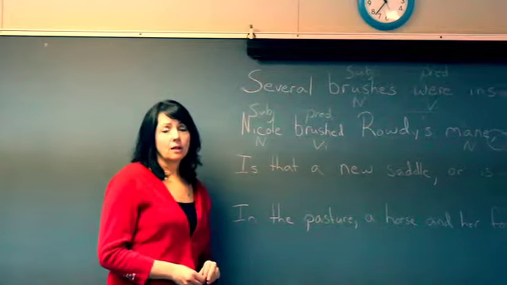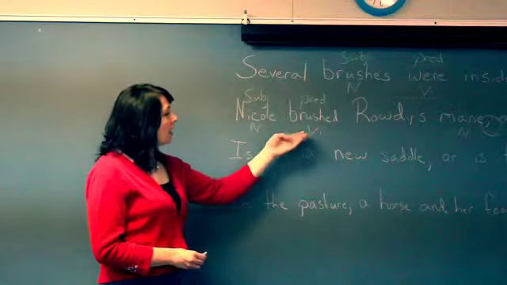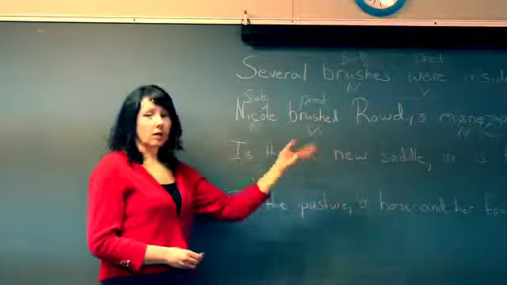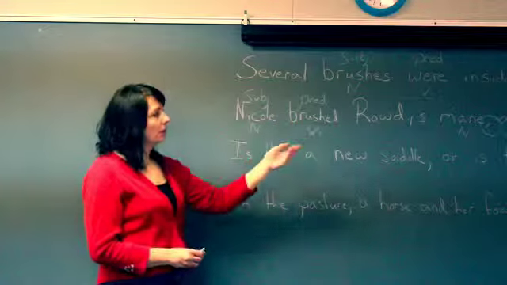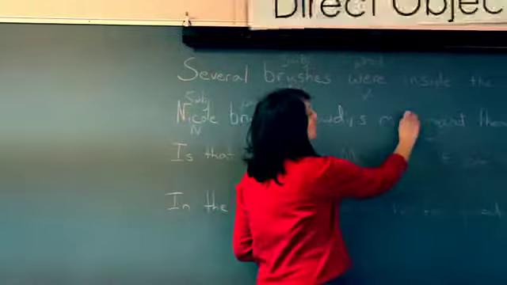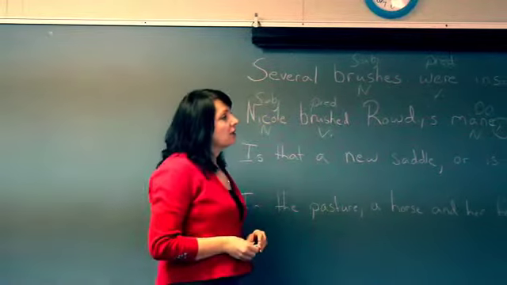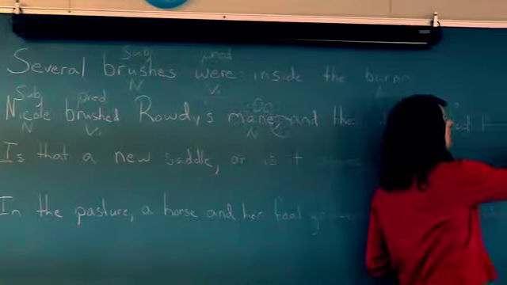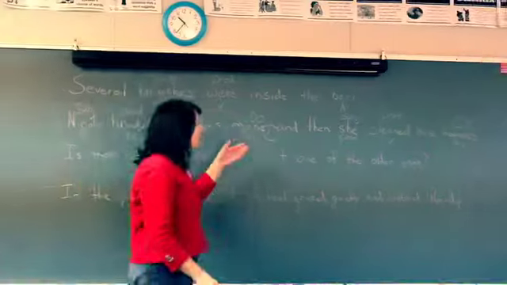One other thing I wanted to tell you about too is what these other nouns are doing. When we have an action verb like brushed, we are assuming that there's a direct object. And the way we find that out is: Nicole brushed what? Rowdy's mane. So mane is actually our direct object here. And same with the other side. Then she cleaned what? His hooves. So this noun is also a direct object. So we have two independent clauses here.